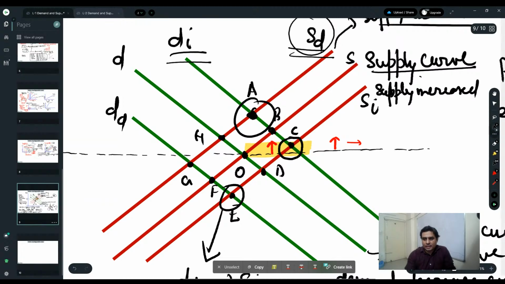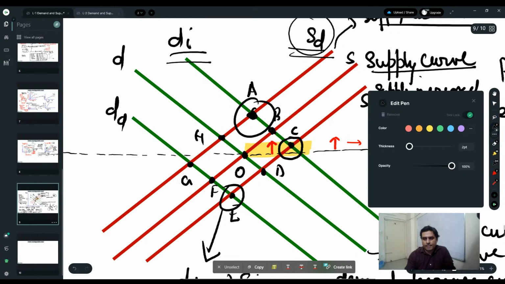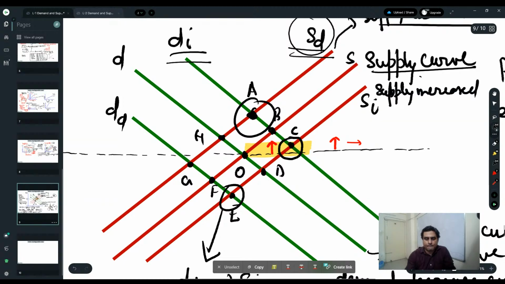so we can say here what? Normal inflation. Whereas at this point the price is highest, and it is what? High inflation.